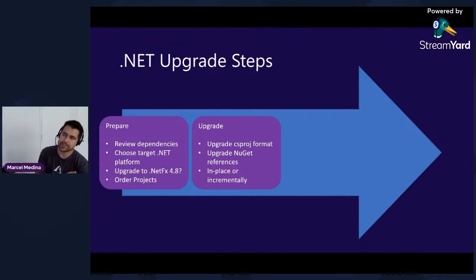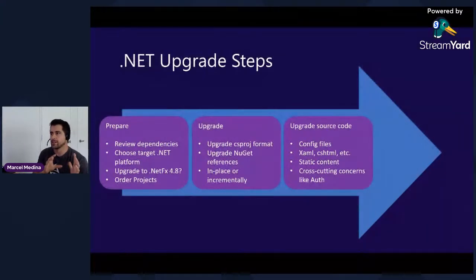And then after your preparation, you're going to go and do an upgrade. We're going to start with the CS project files. If you're on .NET Framework, CS project has changed a lot in how things are done now. They're much simpler, but you still need to upgrade those. What about the NuGet references, the package references? Are they still compatible? Probably not. It depends, and so you need to do the NuGet package upgrades. And are we going to do in-place, incremental, or there's even another one, side by side, which is basically a copy and then an in-place upgrade. So you have options.